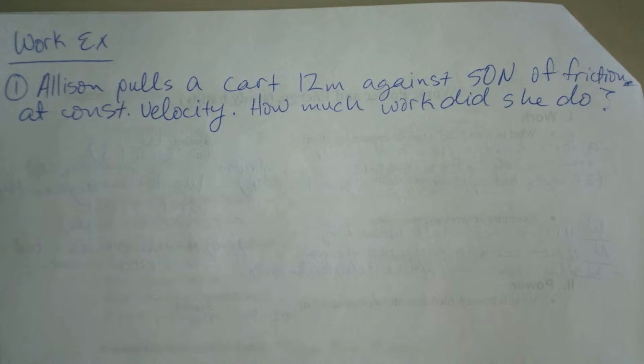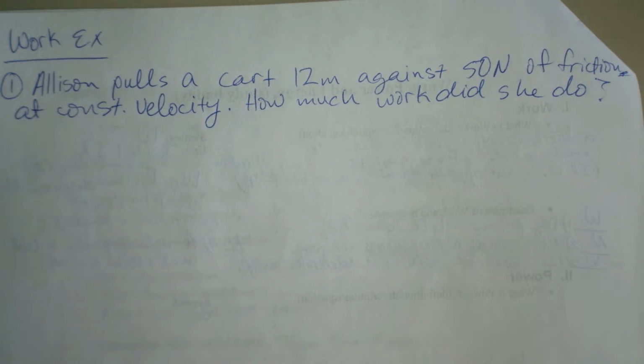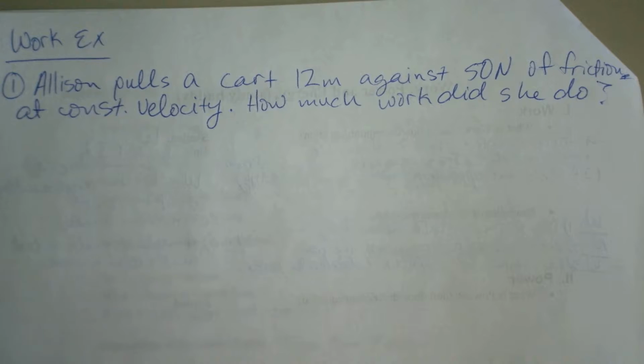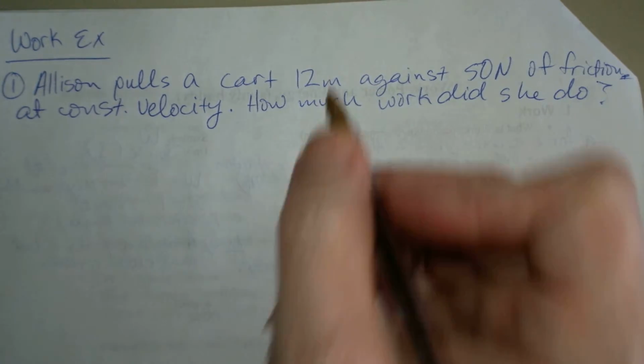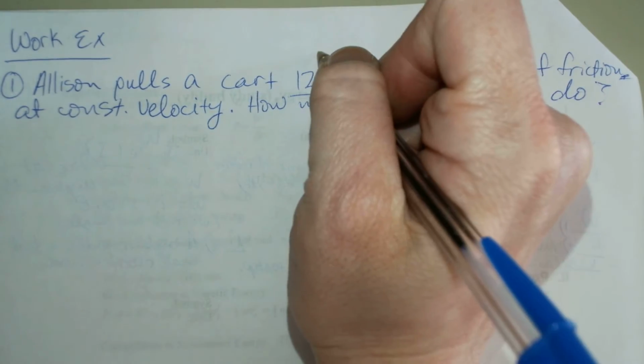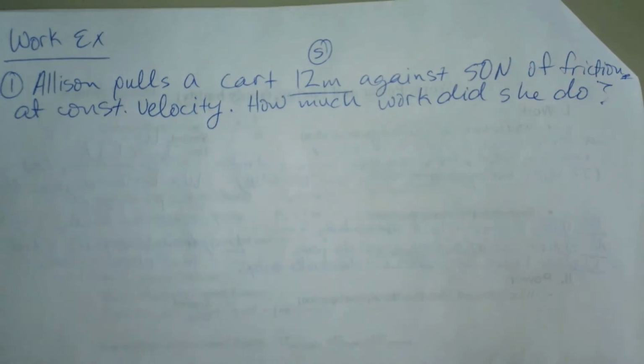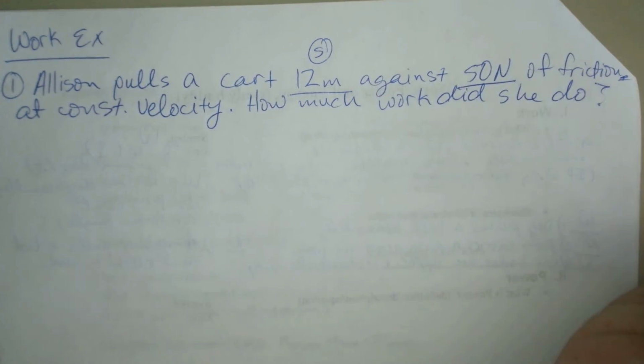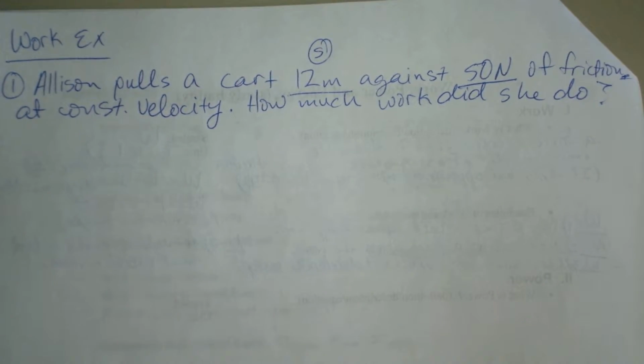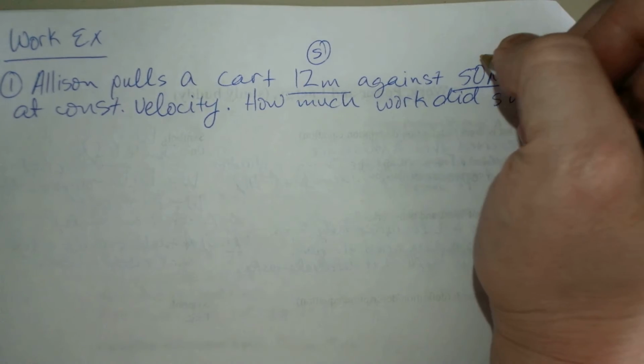All right, so here's a few examples. Allison pulls a car 12 meters against 50 newtons of friction at constant velocity, and we want to know how much work she does. So we know that we have 12 meters, which is your displacement. And you have 50 newtons of friction. But if you're moving at constant velocity, that's also equal but opposite to your effort force. So that's technically your force.